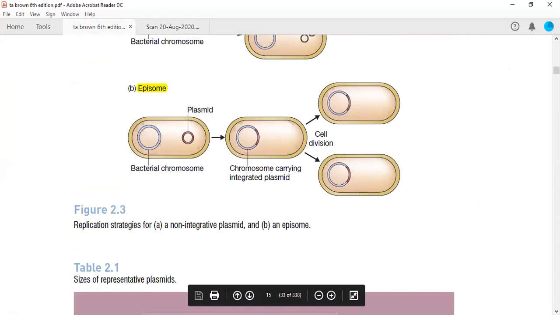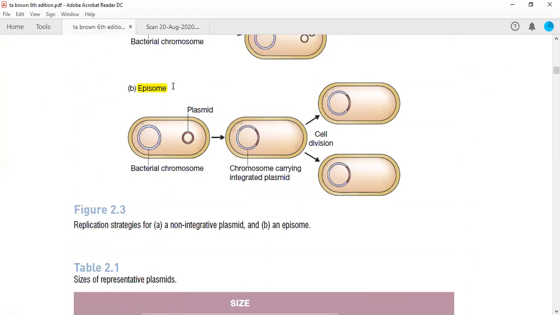Why is this called Hfr? Why not episome? Because an episome can be formed by any kind of plasmid. If it is the F plasmid, it is called Hfr. If it is some other plasmid, for example an R plasmid, Col plasmid, Tol plasmid, or some degradative plasmid, and it is integrated inside the bacterial chromosome, then it is called an episome.